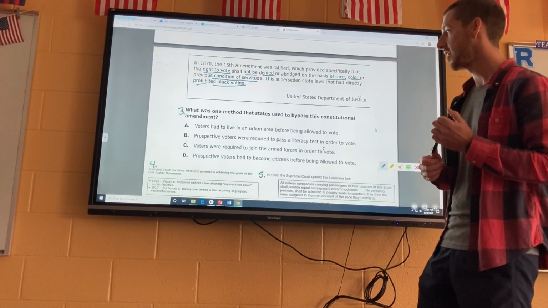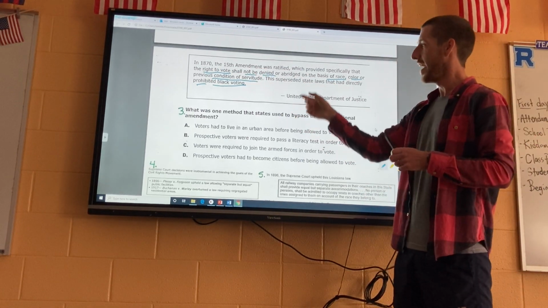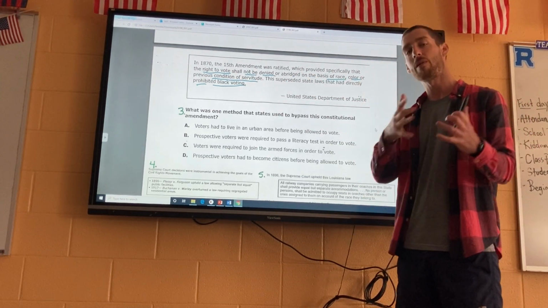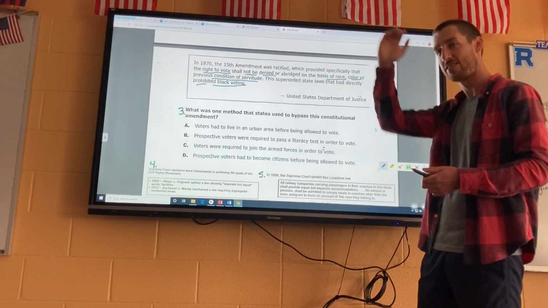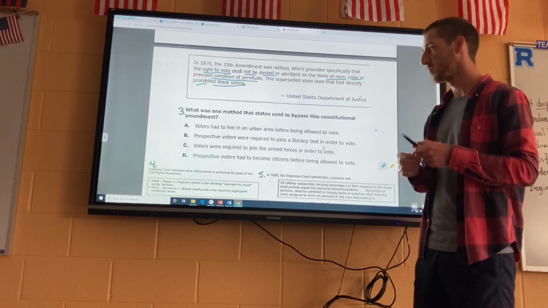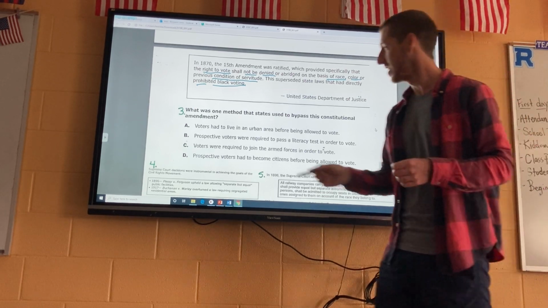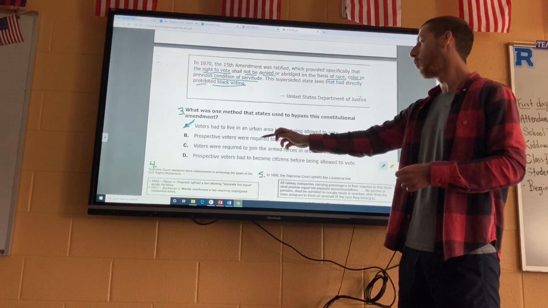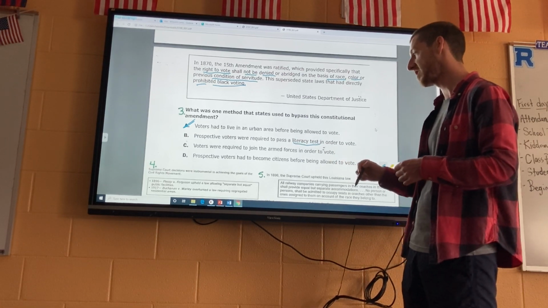So what was one method that states used to bypass this constitutional amendment? You need to know, bypass, how did southern states get around this amendment? How did southern states keep African Americans from voting is what this question is asking. Now it's really tricky, but you gotta start thinking like this at this next level. What is a way that states tried to keep African Americans from voting? So let's take a look. Voters had to live in an urban area before being allowed to vote. We didn't talk anything about that, no. Prospective voters, meaning people who wanted to vote, were required to pass a literacy test. We definitely talked about literacy tests in order to vote.